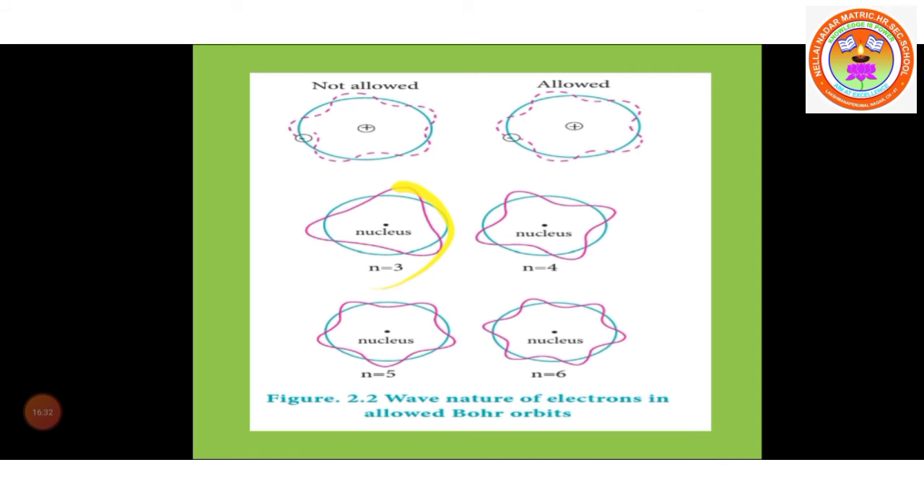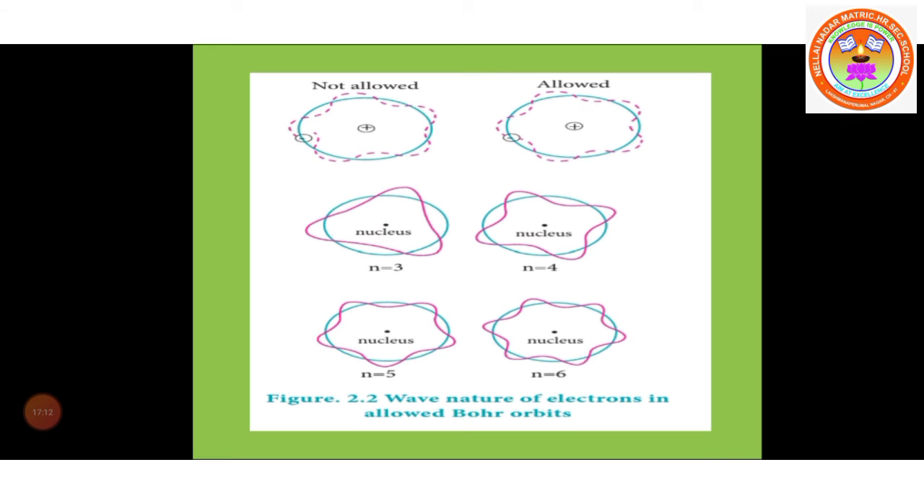Here the number of waves is 3. So the electron revolves in the form of waves. The 3 waves revolve continuously in that circular orbit. Here 4 waves are revolved around the nucleus. Here the number of waves is 5. Here the number of waves is 6. So the wave nature of the electron is allowed in Bohr orbitals. These are the allowed Bohr orbitals.